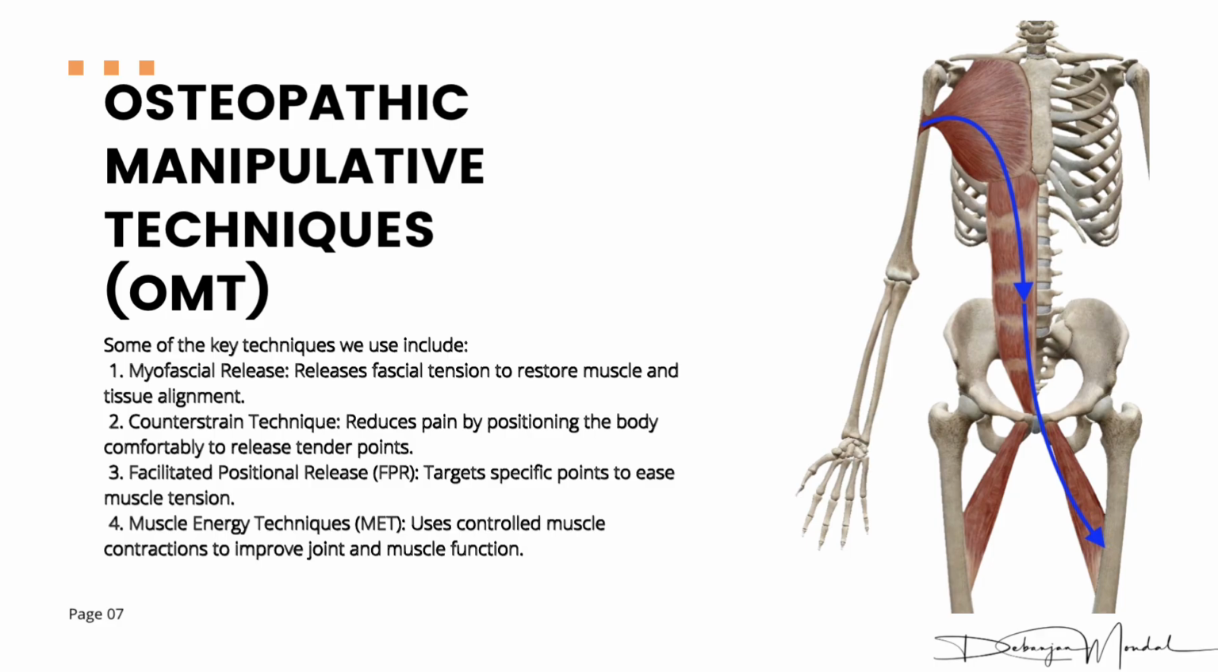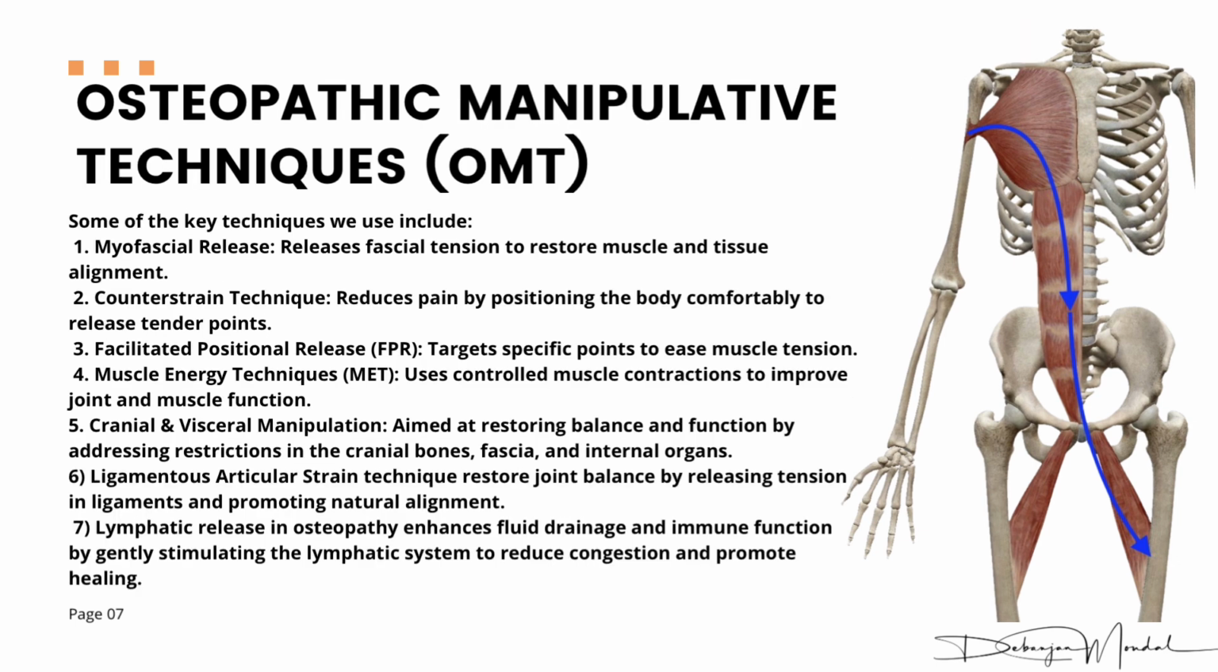Osteopathic manipulative techniques. Some of the key techniques we use include: 1. Myofascial release, releases fascial tension to restore muscle and tissue alignment. 2. Counterstrain technique, reduces pain by positioning the body comfortably to release tender points. 3. Facilitated positional release, FPR, targets specific points to ease muscle tension. 4. Muscle energy techniques, MET, uses controlled muscle contractions to improve joint and muscle function.